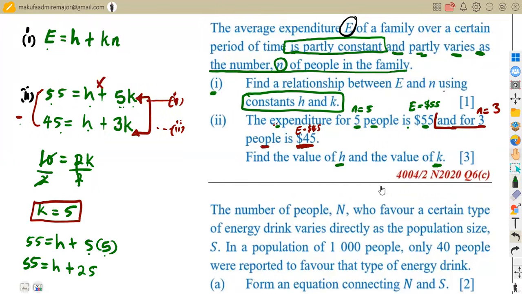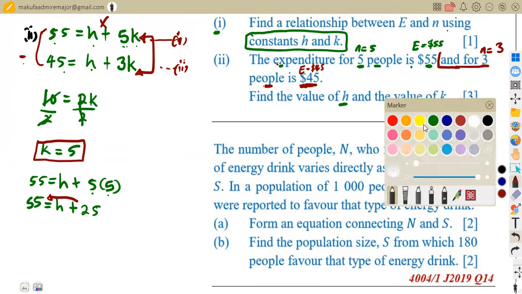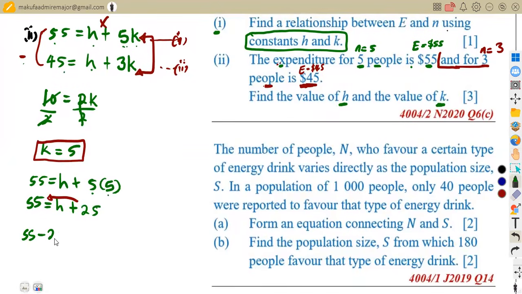So we can transpose this value 25 to the left hand side so that we obtain a negative in this case. So that means we are going to have 55 minus 25, which is equal to H. So what will be the value of H? 55 minus 25, that is going to be a 30 in this case. All right, so our H is going to be a 30. So we have obtained the value of H and also the value of K. That is the idea.